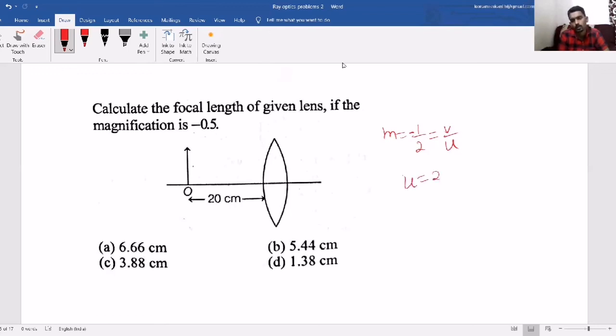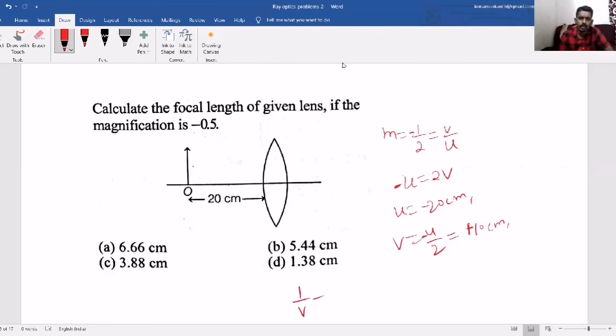Here U equals 2 times V. Now the object distance they have given is 20, that is minus 20. Now the image distance will become half, that is minus 10. But here, sorry, I forgot the minus: V equals minus U by 2, minus of minus is plus. So the V value is plus 10.